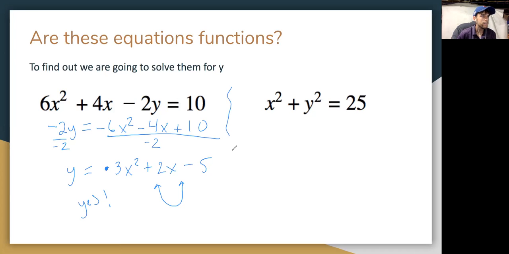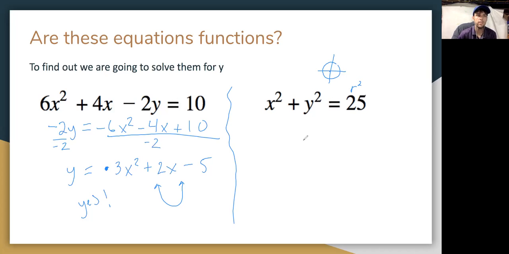On the second one, it's a little bit different. As I think about this, I could recognize that this is the equation of a circle. And we know that if I graph a circle, it would fail the vertical line test. So we know it's not going to be a function. It's a circle with a radius of 5, if we remember that. This is my radius squared, centered at the origin as well. Again, if I knew that, that's great. I can answer that question really quickly.